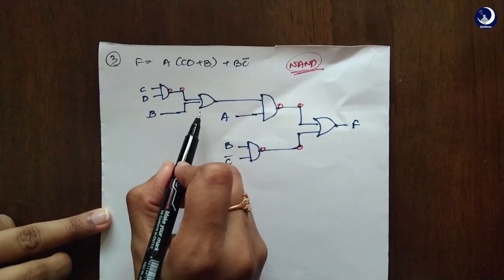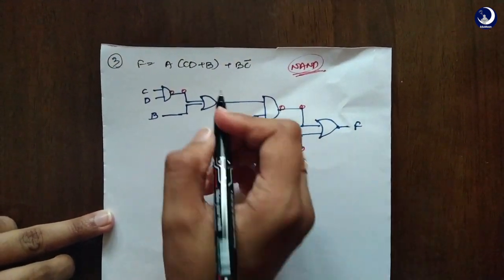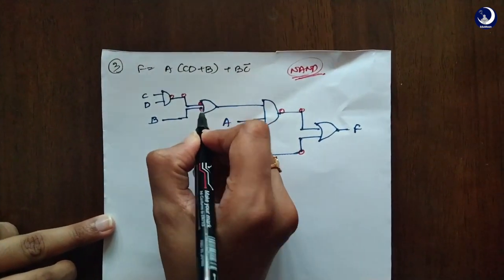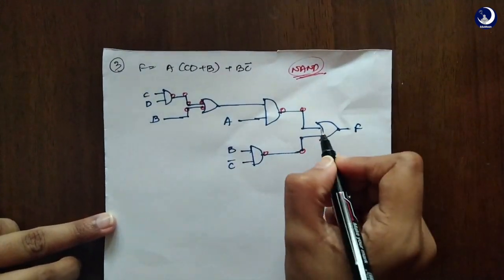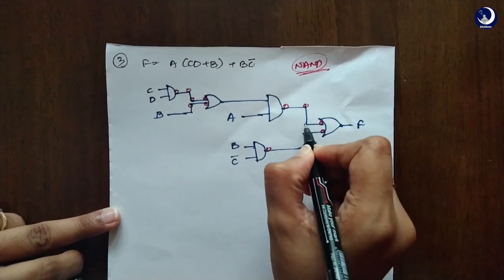Now what do you do for the OR gates? OR and OR is present here. So you place the bubbles in front of it. In front of it, again complementing. In front of it, and again complementing.